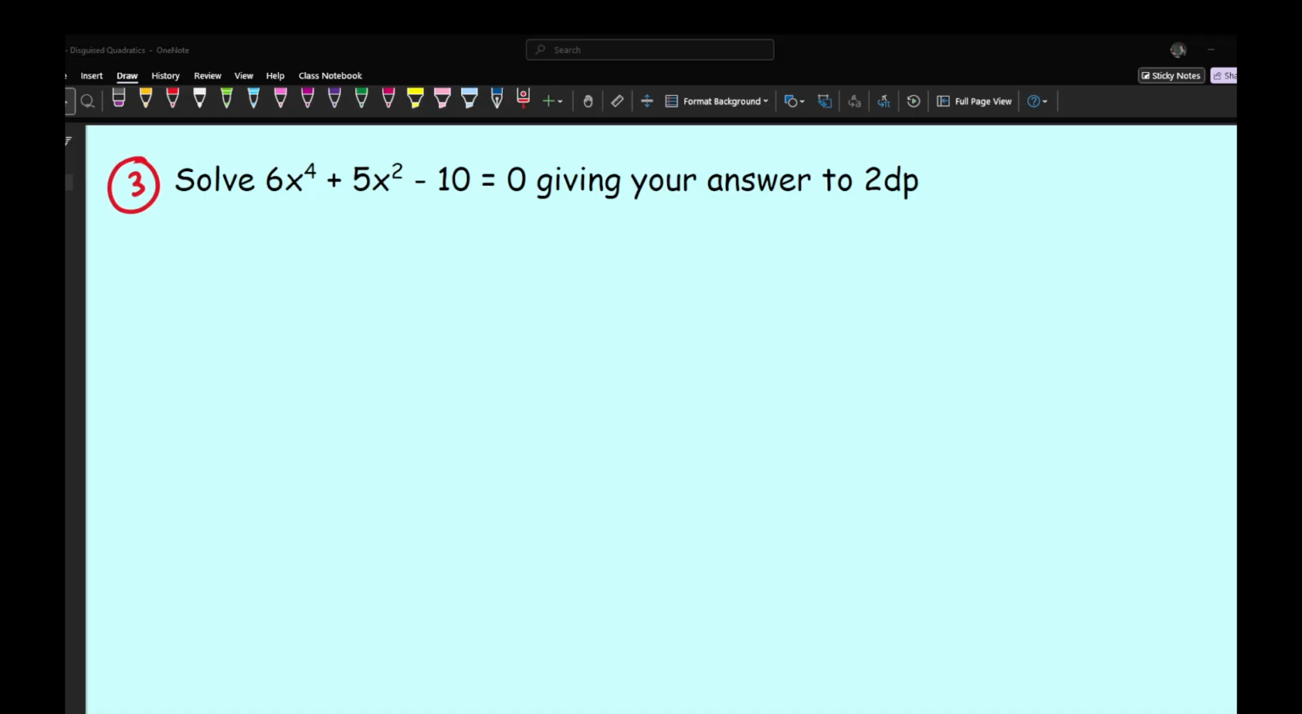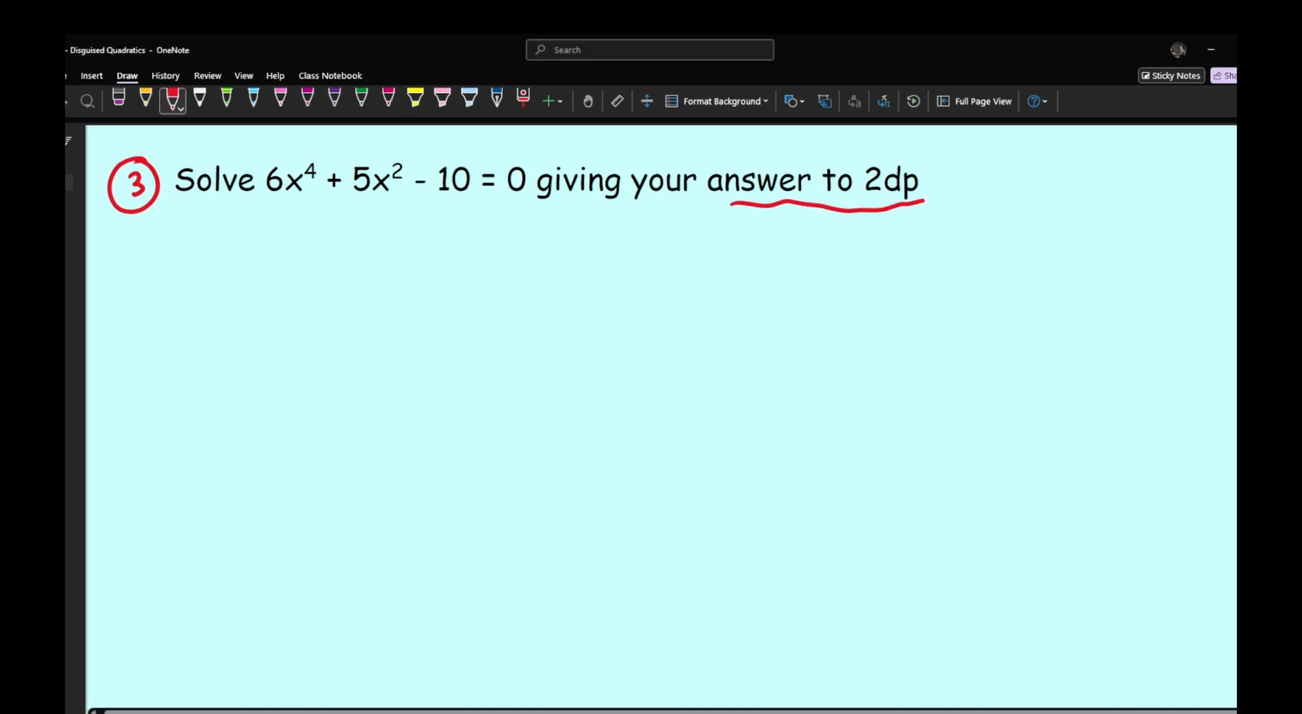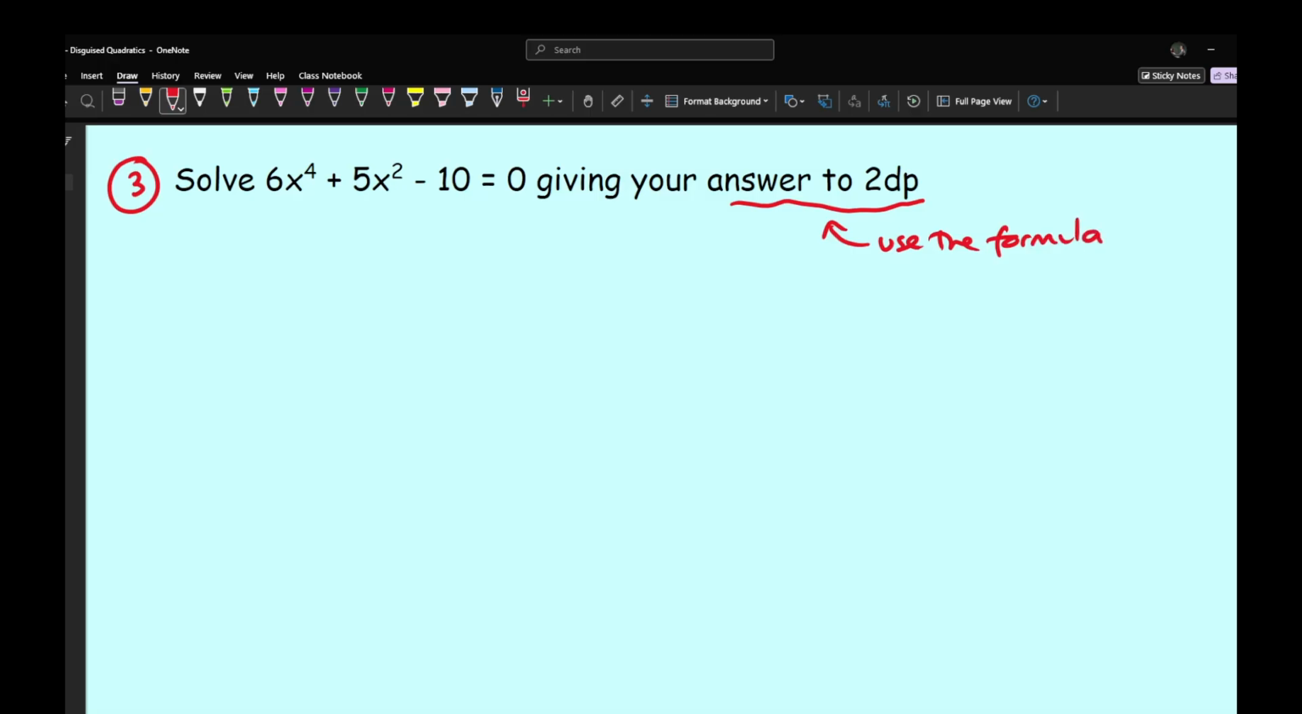Now moving on to our third example, it looks very, very similar to our previous one, but this one is asking us to give our answers to 2 decimal places. Now just like at GCSE, when you're asked to solve a quadratic and it mentions anything to do with rounding, then basically this is going to imply that we use the formula or our calculator to solve. So returning to this, we find that our lowest degree of x is 2.